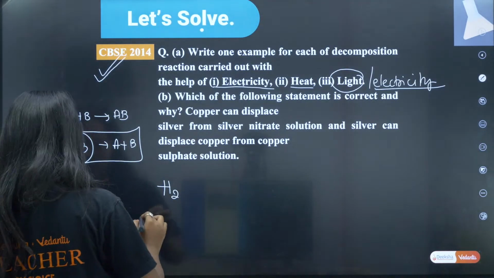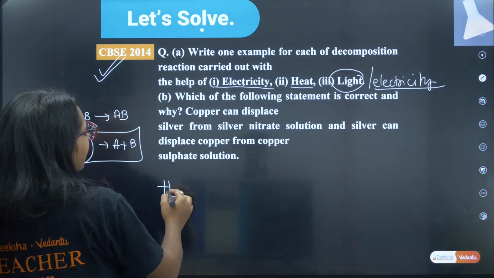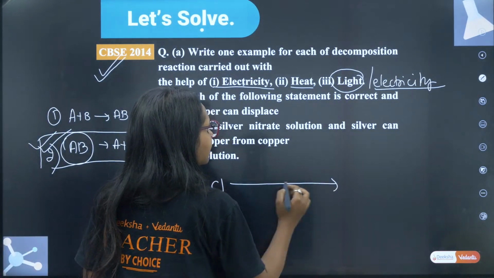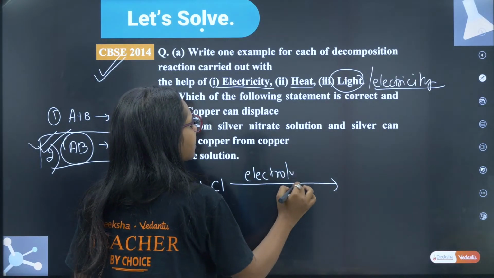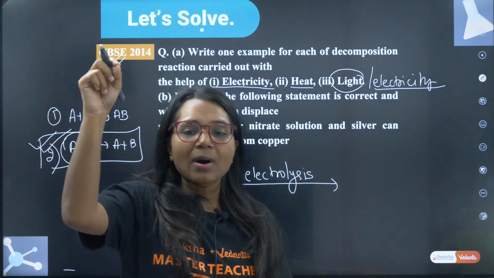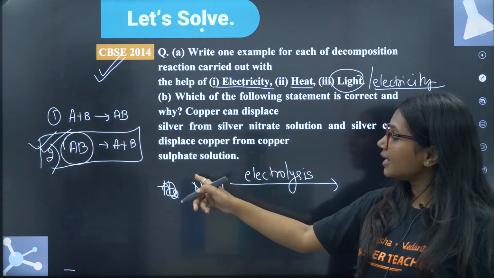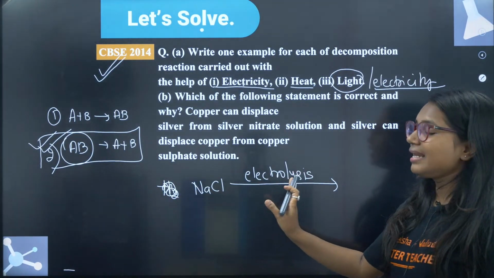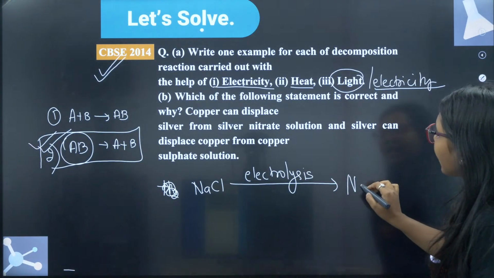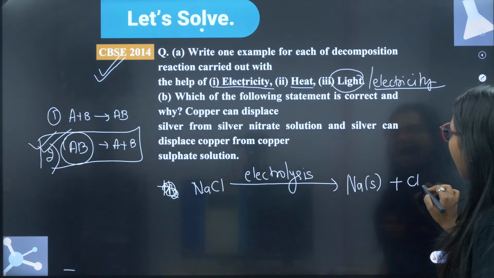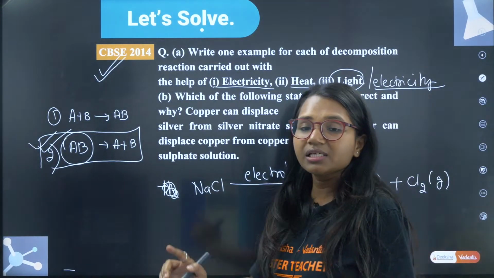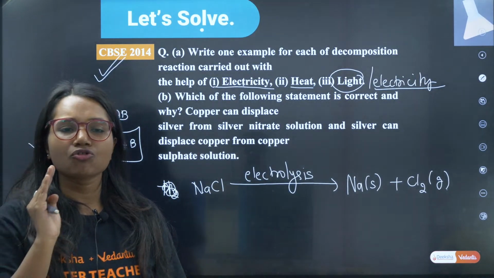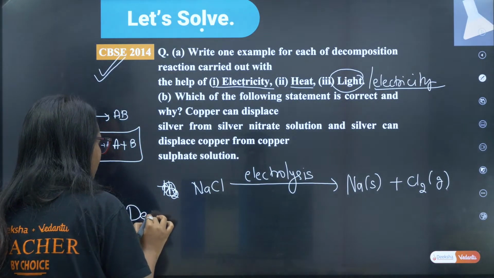So now tell me, electricity. My dear students, you can use NaCl also. When I pass the electricity through it, write down this reaction. Electrolysis means I am passing the current, I am passing the electricity through NaCl solution. So when I pass the electricity in NaCl solution, you get sodium in solid state and chlorine in gaseous form. This is the example of decomposition of NaCl in presence of electrolysis. Is that clear?